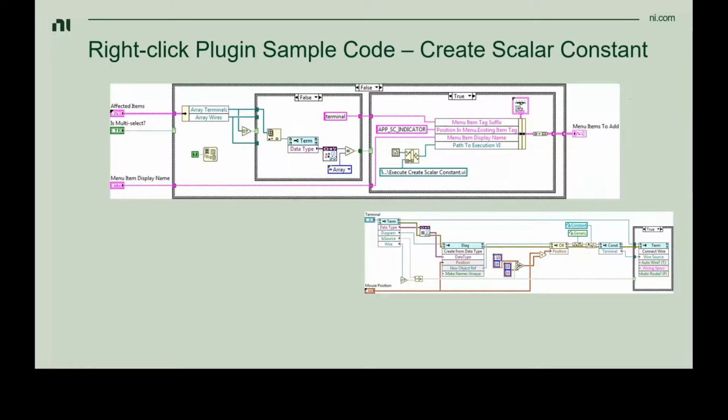The top picture is the code that runs whenever you right-click. So if you right-click something on the block diagram, that code runs, and it basically checks: is this thing an array? Is it an array constant? And if it is, add the create scalar constant menu item. The code on the bottom is the actual scripting code. We take the terminal, we get the data type of the element of the array, and then we create a constant from that data type.